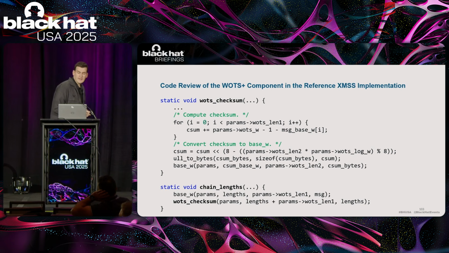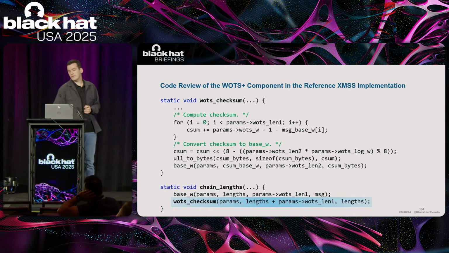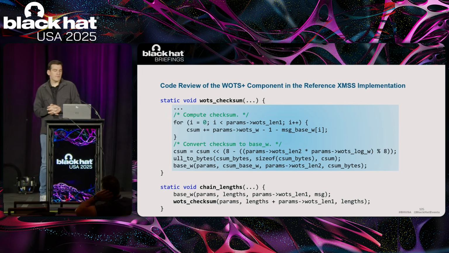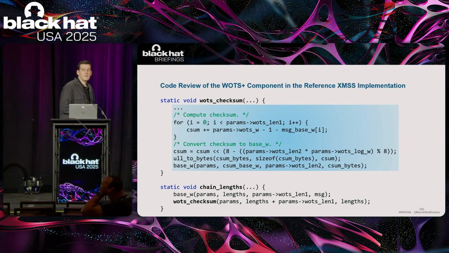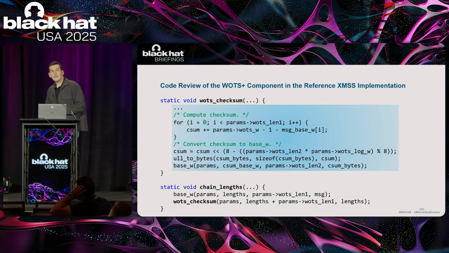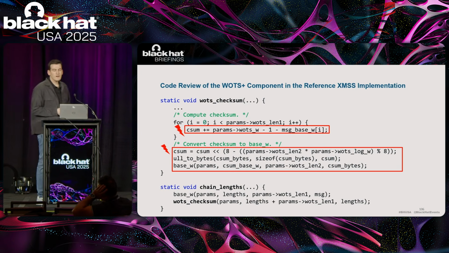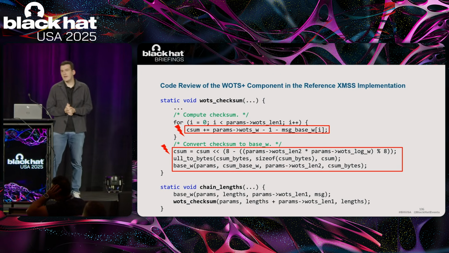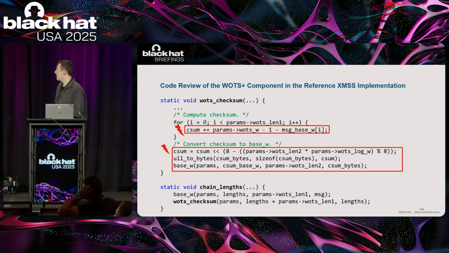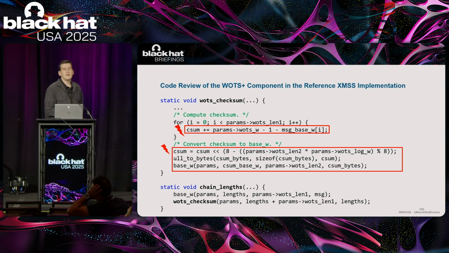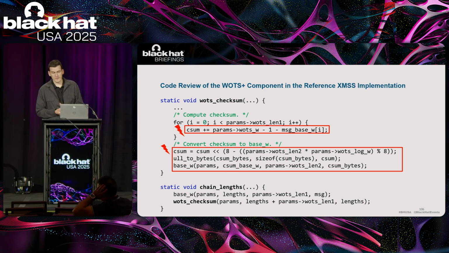And here, you can see the chain length function, which is calling the WOTS checksum function. And the WOTS checksum function is computing the checksum and converting this checksum to base W value. So what we can do here is attack all this calculation or conversion with a fault injection. And if we can decrease the checksum value to our intended checksum value, then the device will accept the forged signature as valid.